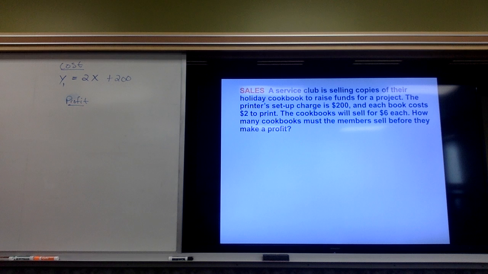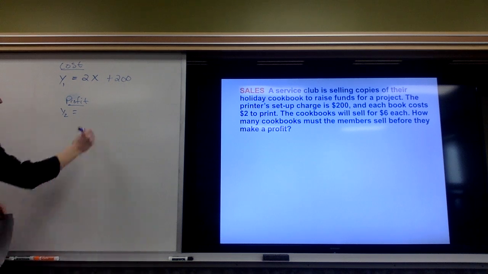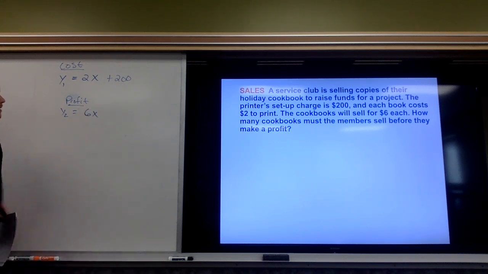Okay. Now my profit, I'll put Y sub 2 here. Each book costs $6. Once again, I don't know what the books are, so I'll put X. So 6 times X. Okay.